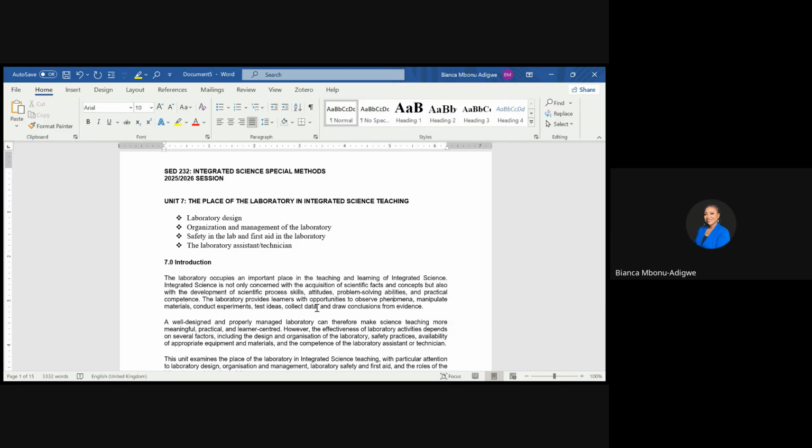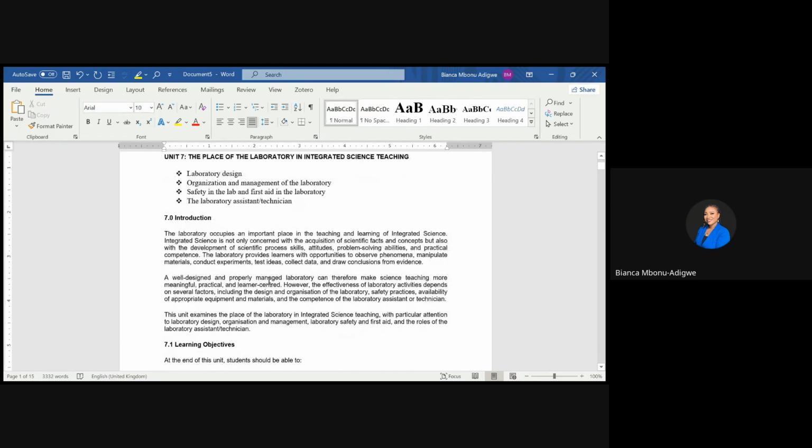So here we'll be looking at four major subsections. We'll be looking at the laboratory design. We'll be looking at organization and management of the lab. We'll be looking at safety in the lab, first aid in the lab, and then the lab assistant or technician. So I think I added other things, and we'll be looking at them as we go on.